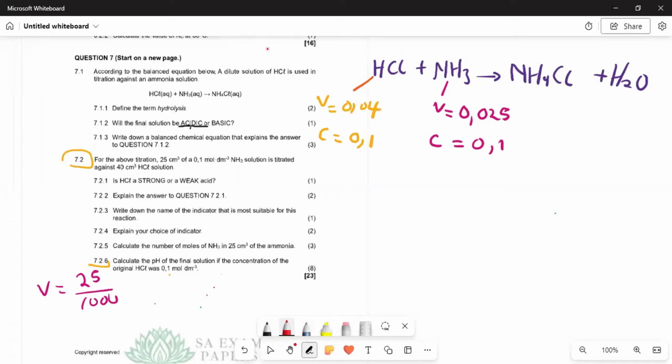In this case, you're going to make use of that formula C is equal to n over V. Basically, your number of moles is equal to concentration multiplied by your volume, right? In this case, our number of moles will be 0.1 multiplied by 0.04, and my number of moles will be 0.004.